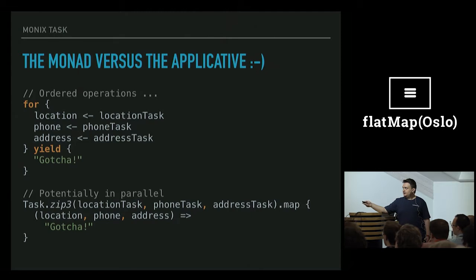Of course, we've got the usual flatMap on Task, and we can do for comprehensions, but we can also do zip on it, and this runs potentially in parallel. There are overloads, variants up to 6 parameters on zip, so you can do stuff like this, and if these are asynchronous, then they will run in parallel, potentially, depending on the execution model and so on.